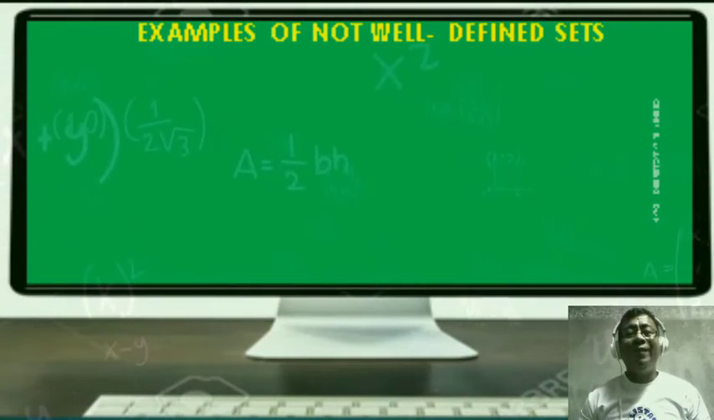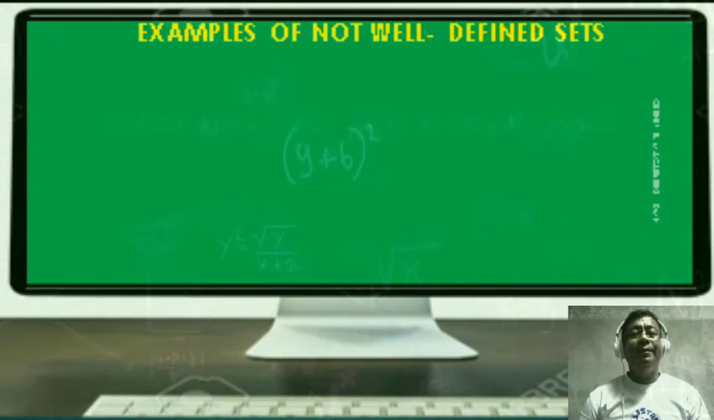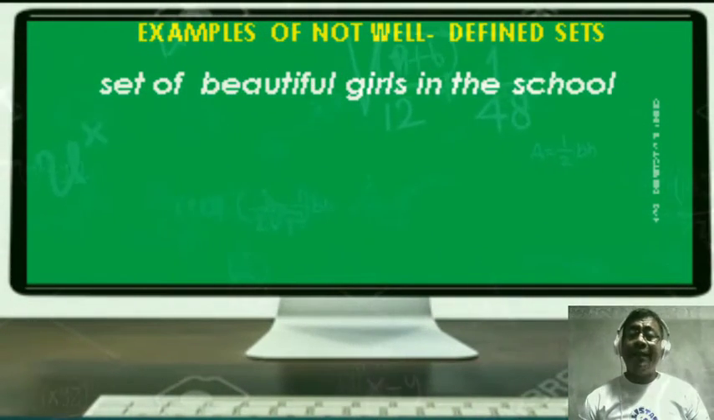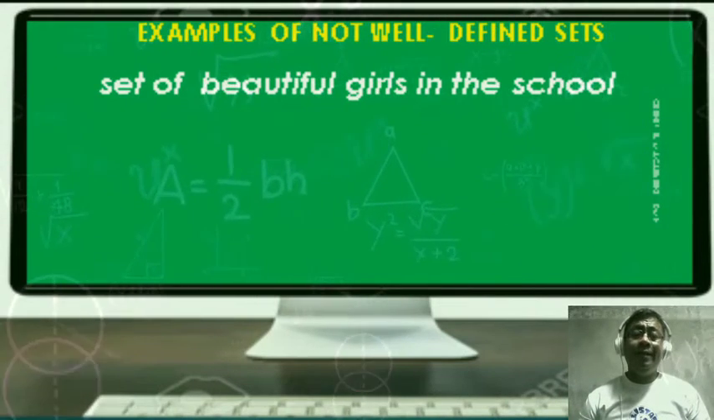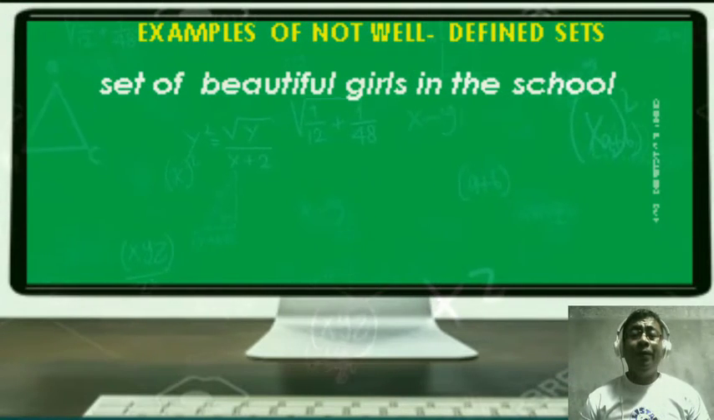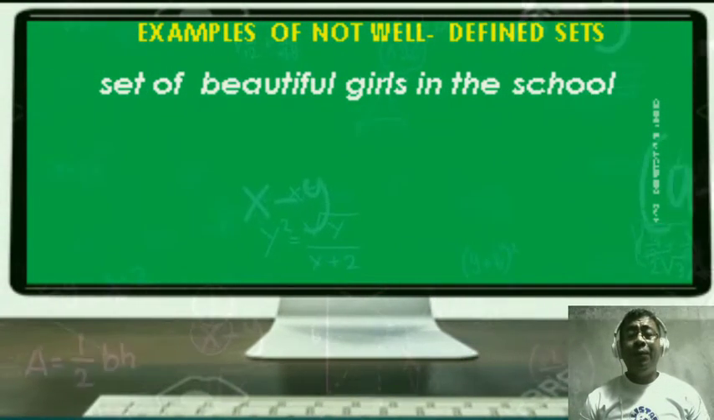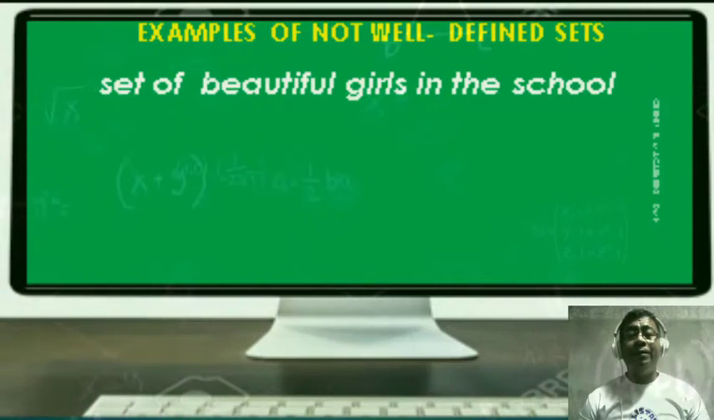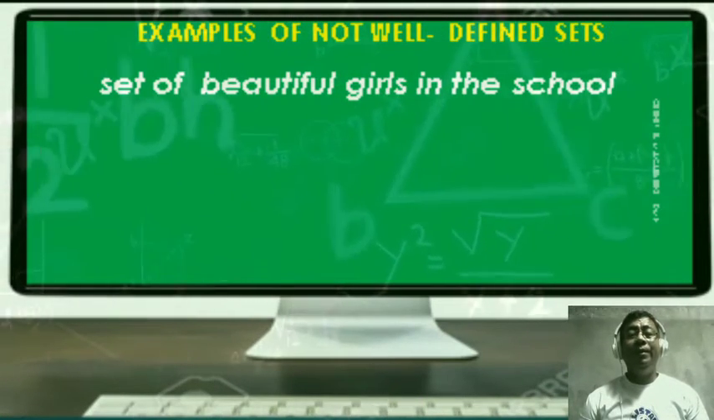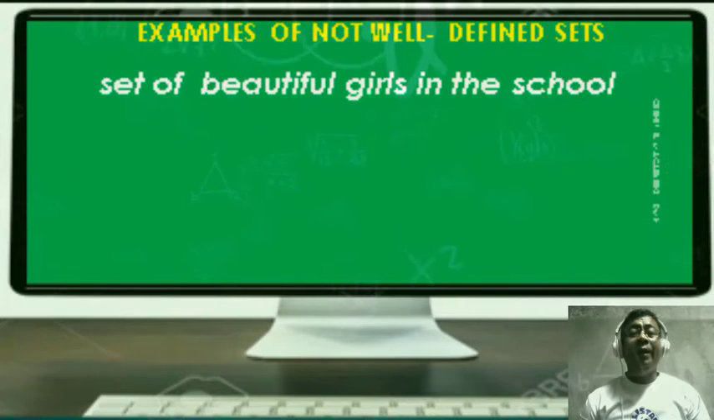Consider examples of not well-defined sets. The set of beautiful girls in the school. This is not a well-defined set, since we have different opinions with regards to the beauty of a certain girl or woman. Beauty lies in the eye of the beholder. There is no criteria given. The location is not given, in what school. Okay, that's why this is not a well-defined set.